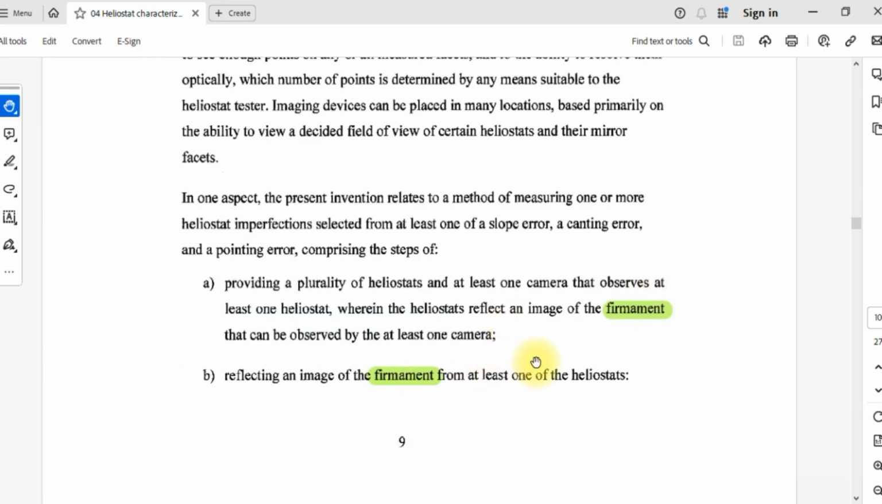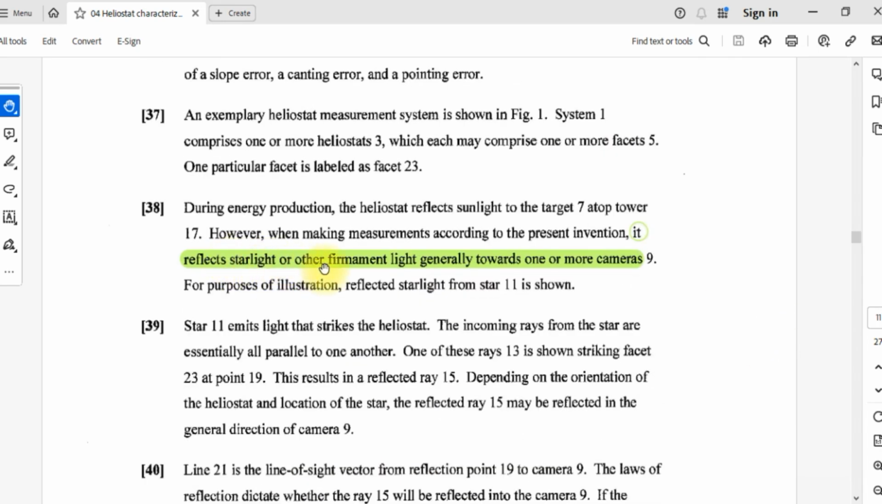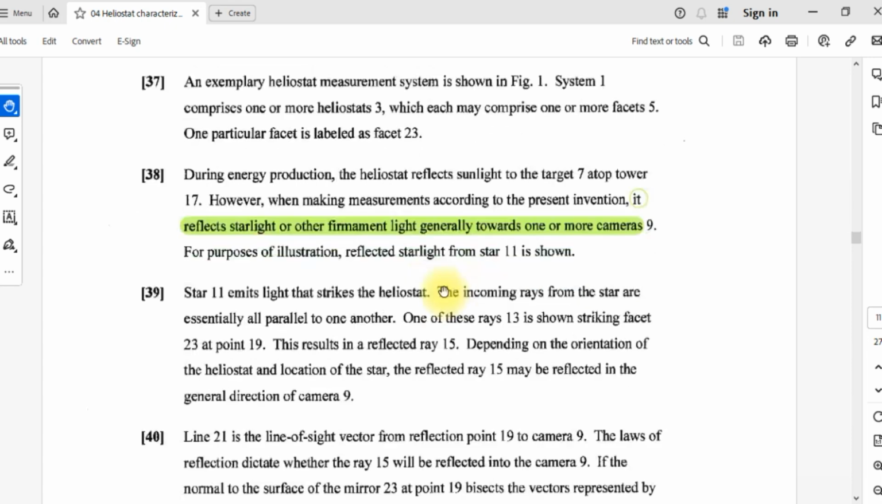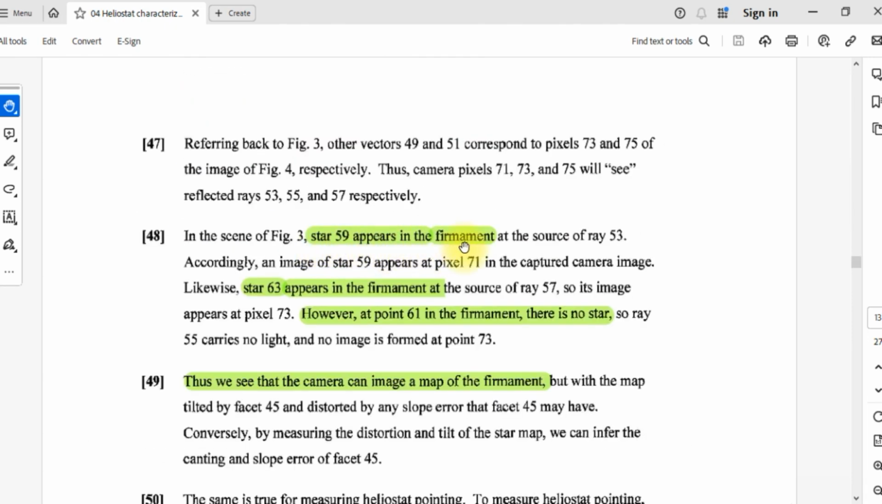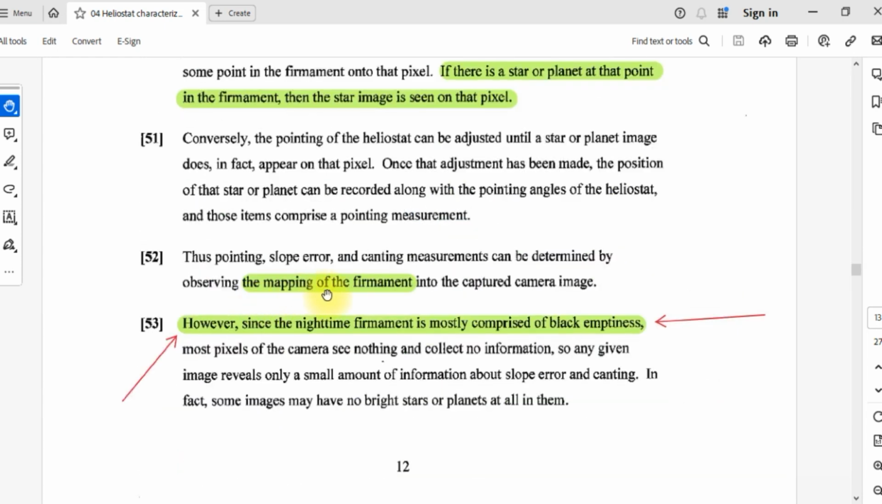Firmament. Heliostat facets reflect an image of the firmament, reflecting starlight or other firmament light towards one or more cameras. Star 59 appears in the firmament. This is because they have a map. Star 63 appears in the firmament. However, at point 61 in the firmament, there is no star. Thus, we see the camera can image a map of the firmament. Is there a star or planet at that point in the firmament? Then the star image is seen on that pixel. The mapping of the firmament.